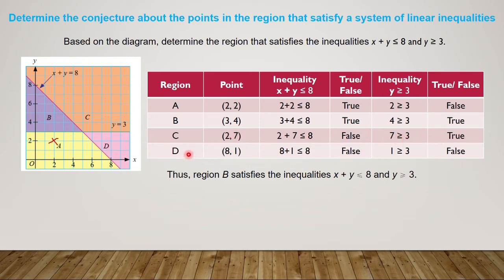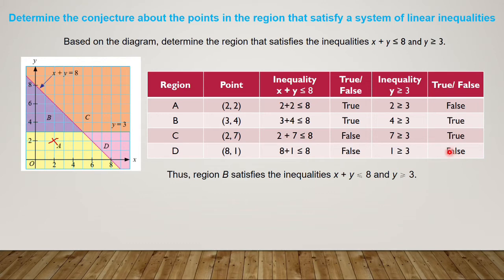And then the last one, region D. This is region D over here. The coordinate is (8, 1), this part here. Okay, so 8 plus 1 is less than or equal to 8. It is false because 9 is greater than 8. And then the coordinate y here is 1. 1 is greater than or equal to 3 is also false, right?